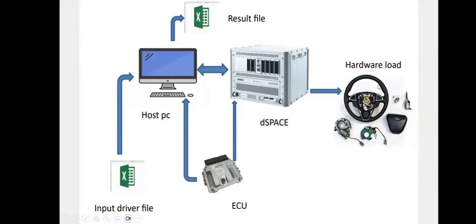Load box, we have seen all the motors and lights and everything. These are the hardware loads, and this is the ECU. The communication happens from the host PC to hardware and from hardware to the ECU. From hardware we'll also get some information: feedback, power supply feedbacks and everything, we'll get from the ECU. And for the next hardware load, whether it is running or not.